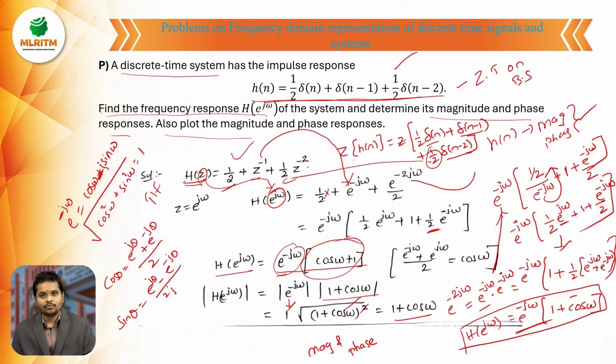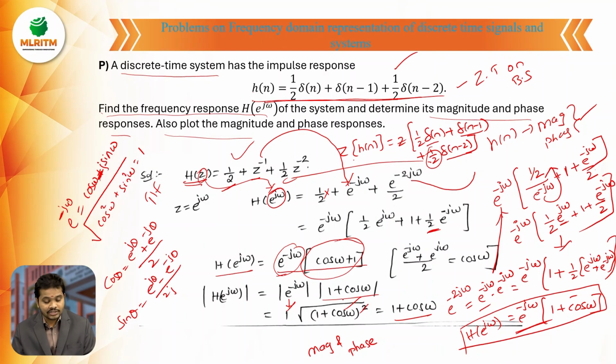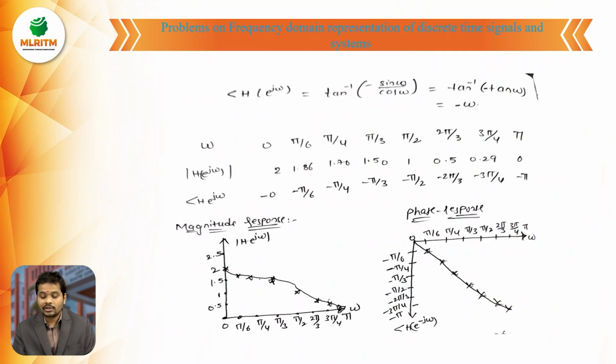So now we will find the phase response for the frequency response. Coming to that, angle of H of e power j omega equals tan inverse of minus sine omega by cos omega. What is the imaginary term here? Sine omega. So tan inverse of minus sine omega by cos omega, and sine by cos is nothing but tan omega. Tan inverse of tan is nothing but omega. So here there is a minus sign, so minus omega is the phase response.